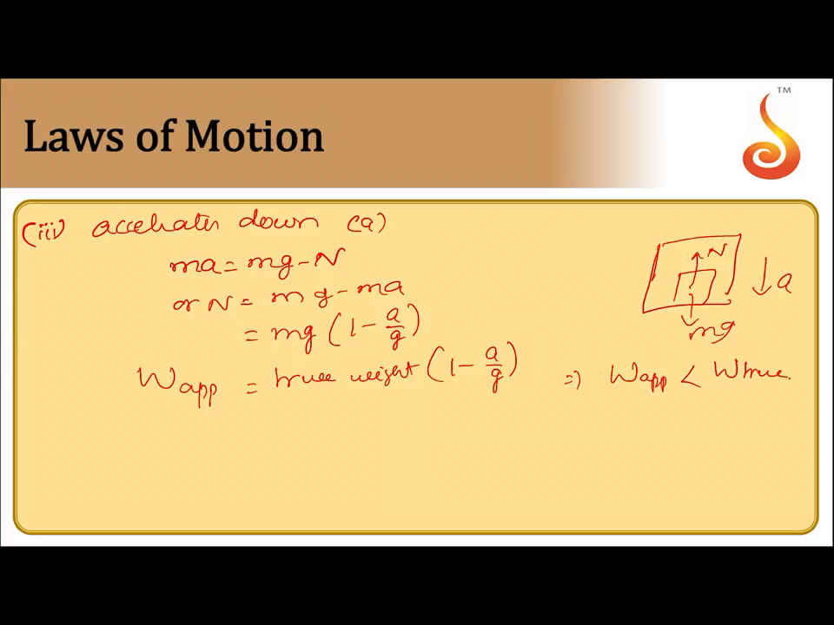Now, the question is, what if a is more than g? If a is greater than g, then the apparent weight will be negative. It implies that the object actually sticks to the roof. It is pressed against the roof.